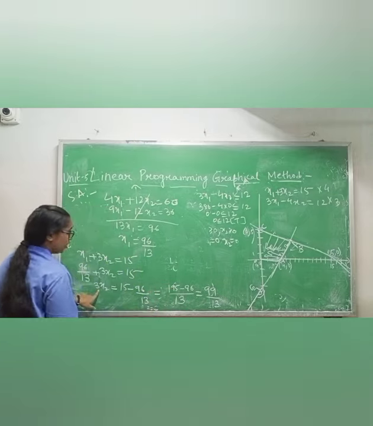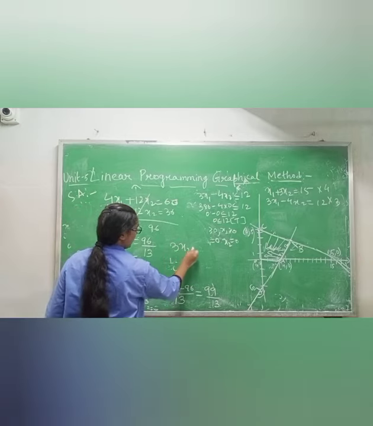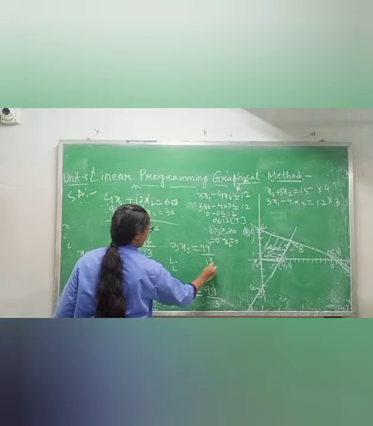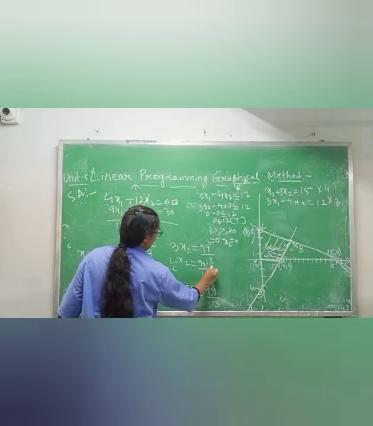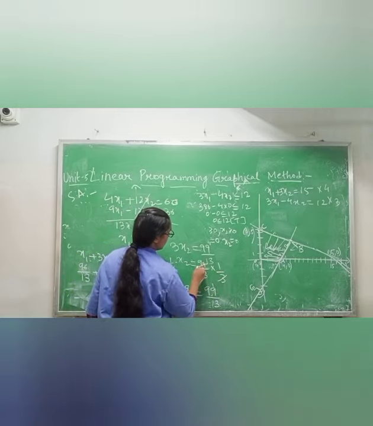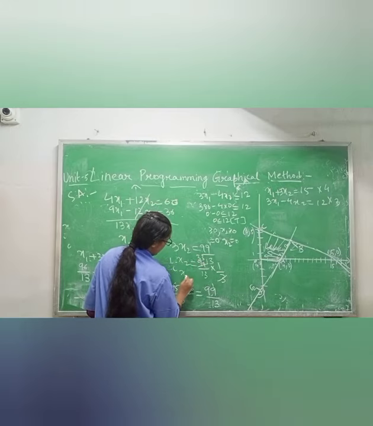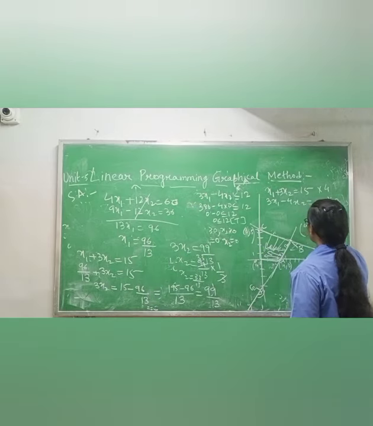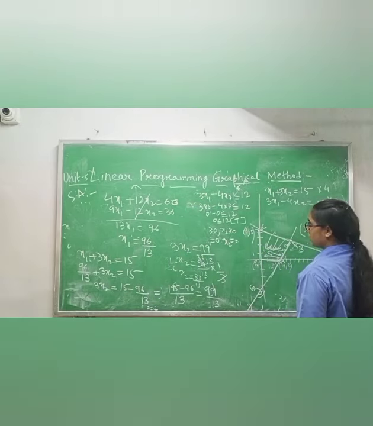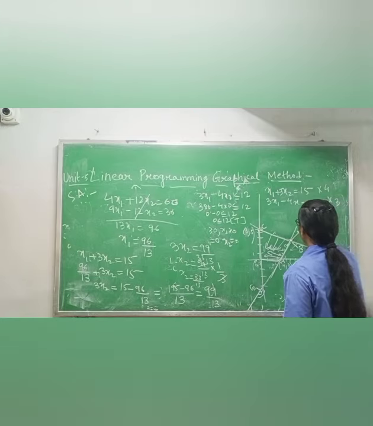Now we have 3 also, so 3x2 equals 99 by 13. This 3 will go there. x2 equals 99 by 13 into 1 by 3, 3 ones are 3, 3 threes are 9. So x2 we are getting 33 by 13. So this point is 96 by 13, comma 33 by 13. Okay, so B point is this.